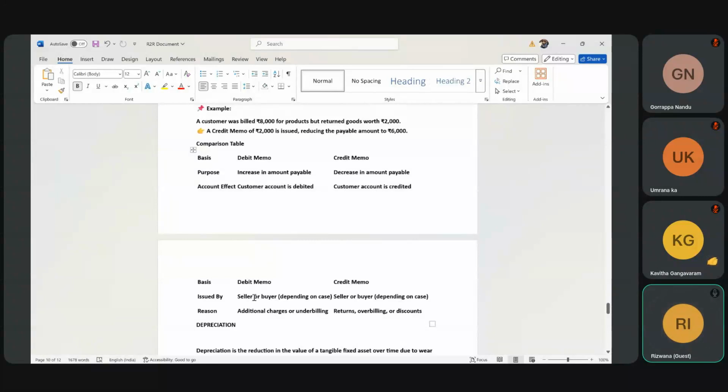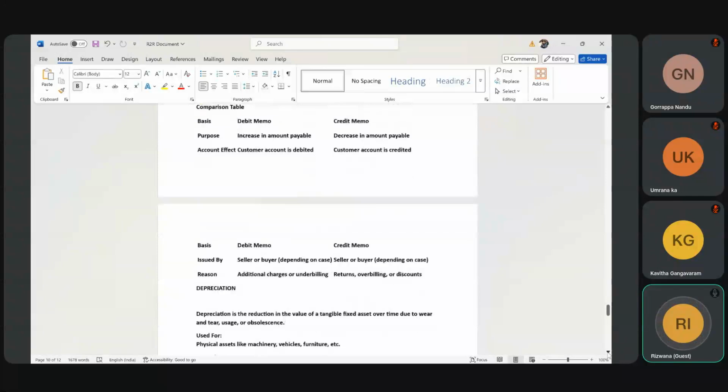So debit memo is actually issued by a seller or a buyer, depending on the case, and even credit memo is issued by a seller or buyer. Both the scenarios are the same. The reason is additional charges or under billing for debit memo. In credit memo, there will be returns or overbilling, or discounts will be provided. So credit memo is given. So you guys understood debit memo and credit memo?